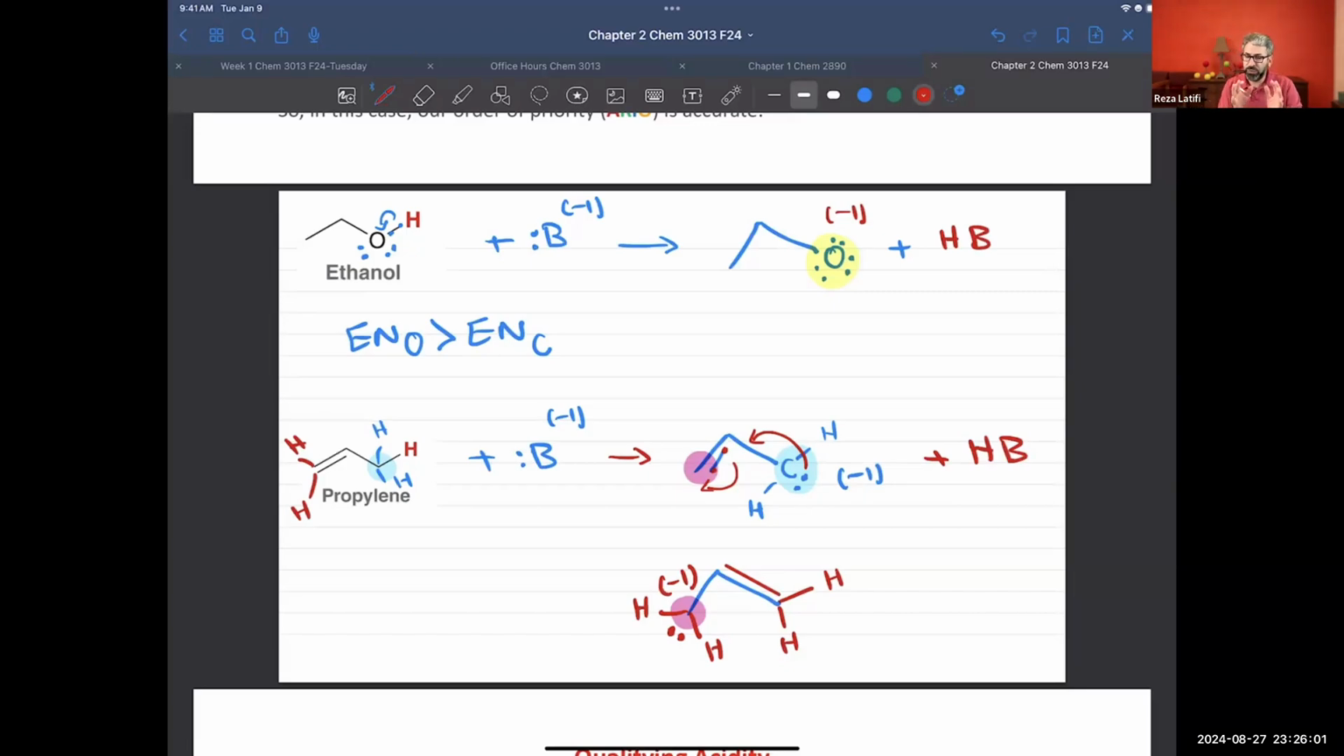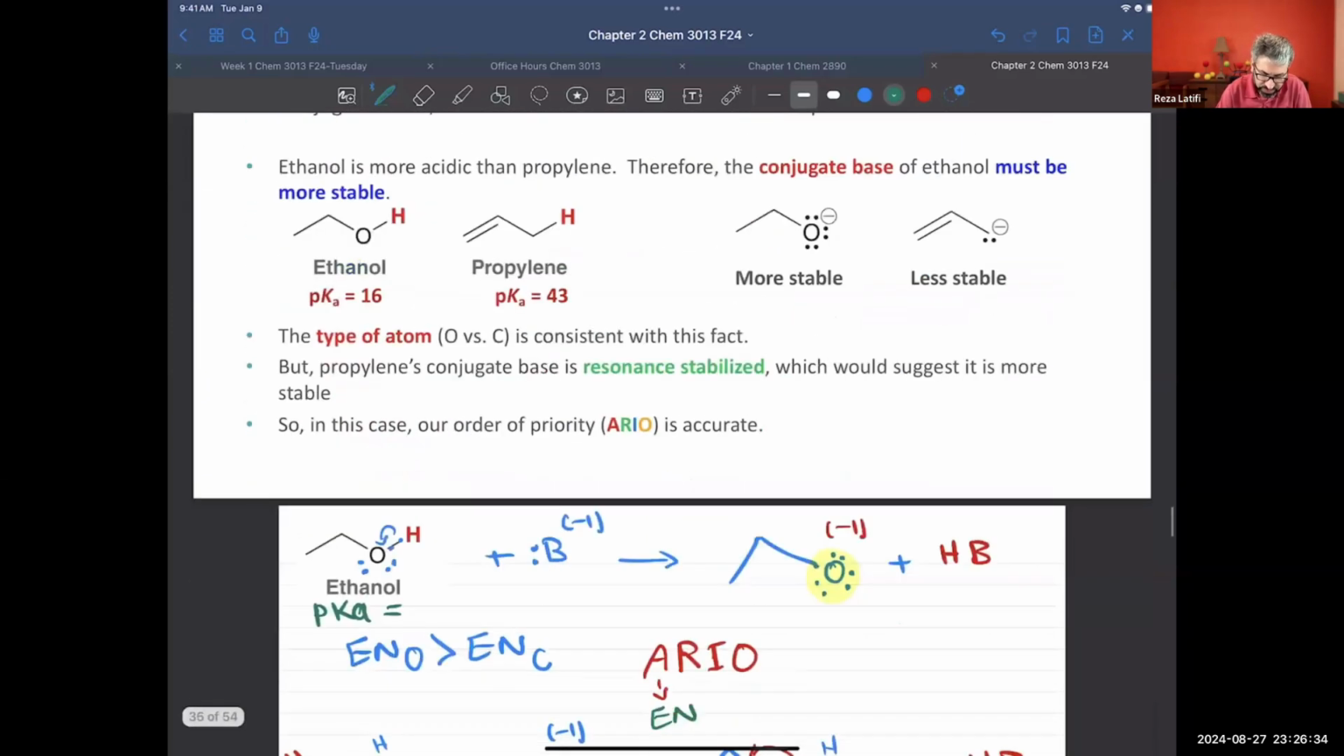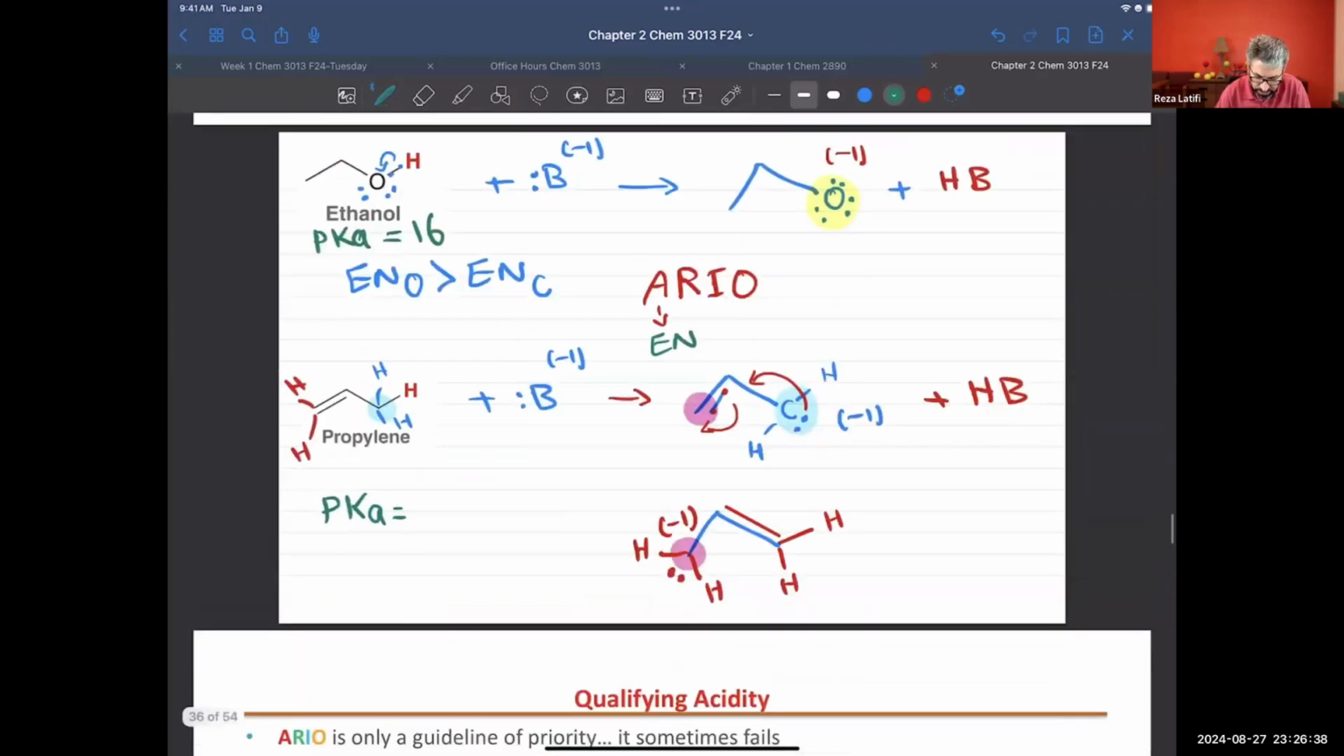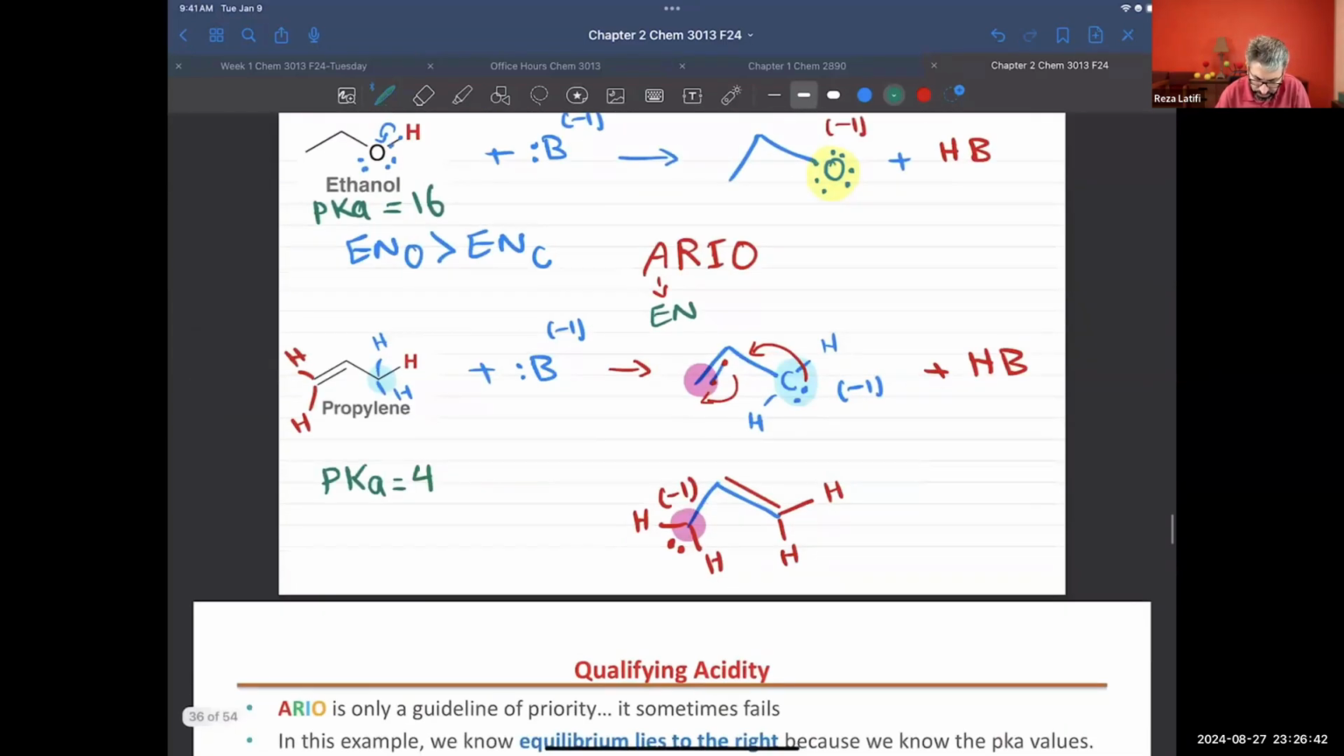But if you follow the order here, A, R, I, O, the A stands for atom or electronegativity. Because electronegativity comes first, we have to stick with the fact that oxygen is more electronegative. So ethanol will be more acidic than propylene. Let's write the pKa for them, for this compound versus ethanol. Ethanol has a pKa of 16, while the second compound has a pKa of 43. Remember, lower pKa means a stronger acid.